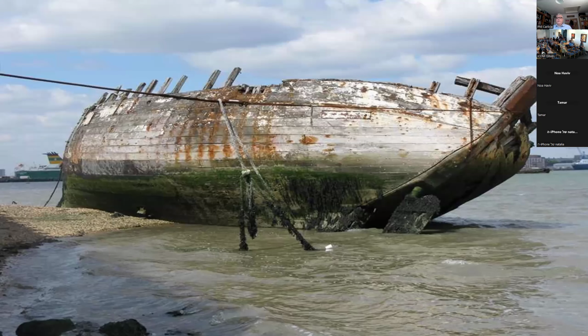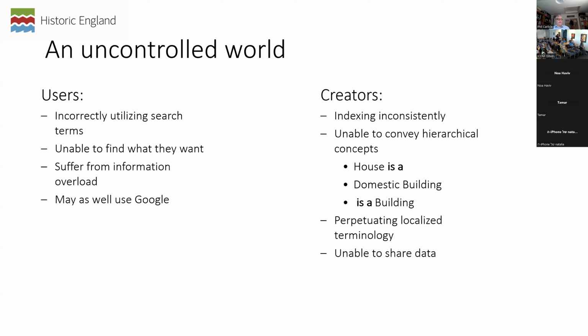There's a nice hook. So in an uncontrolled world, users find it's increasingly hard to search. They're unable to find what they want. They suffer from information overload sometimes, and there's an attitude that you may as well just use Google. And the creators are indexing inconsistently. They're introducing spelling mistakes. They're unable to convey a hierarchical concept. So they can't say that a house is a domestic building and a domestic building is a building. And they are perpetuating localized terminology. So they may have a very regional view of the terminology. And so they may say, oh, this is a Jakes, when they mean public toilet, for example. And if you're not standardizing your vocabularies, it's very difficult to share your data with others.